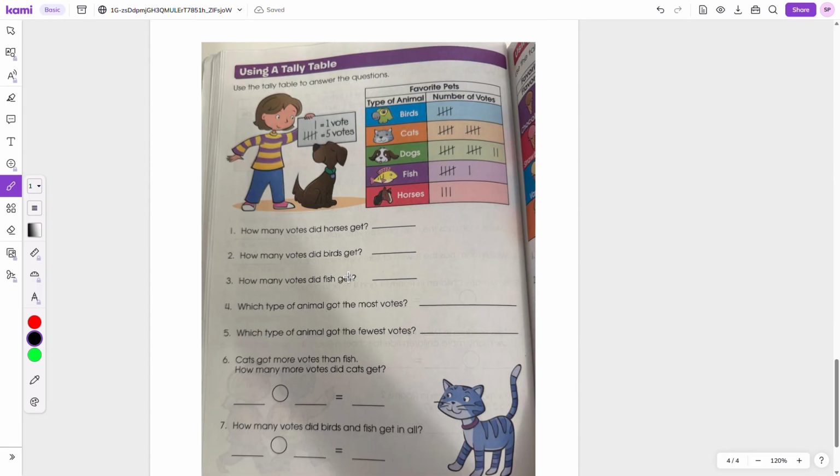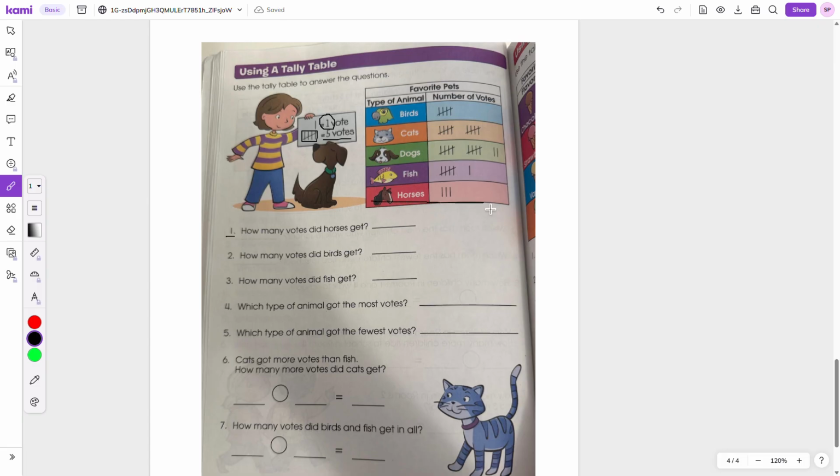Okay, moving on to the next one. Now we have a table, but instead of numbers, we have lines that represent the number of votes. One line represents one vote, and this whole group represents 5 votes. So let's do number 1. How many votes did horses get?